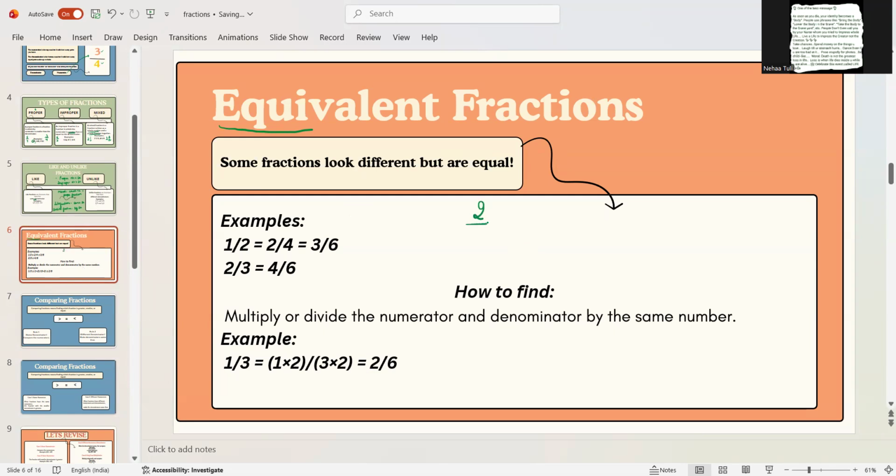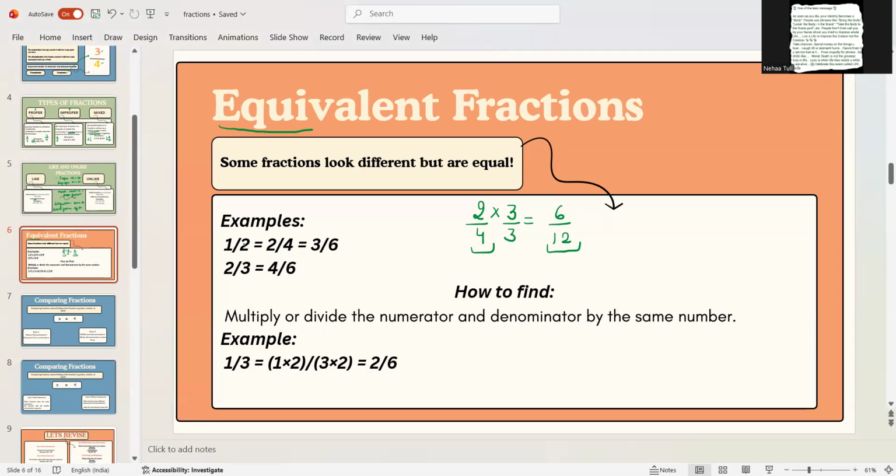Like 2 upon 4. If I multiply both the numerator and denominator with the same number, that is 3 or any other number, we will get a fraction again. That is 3 2s are 6 and 4 3s are 12. This will give you an equivalent fraction to the previous one. Like if we multiply or divide the numerator and denominator both by the same number, we will get the equivalent fractions. Let me do you one more example so that you will get the topic clearly.